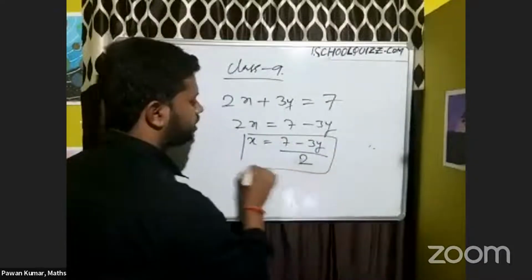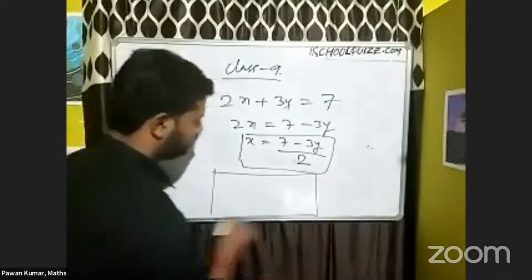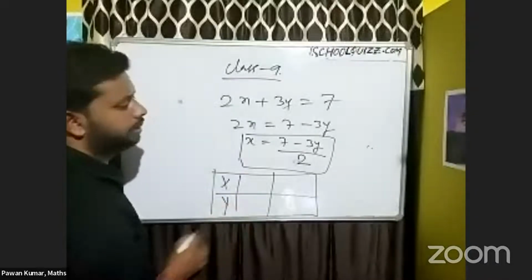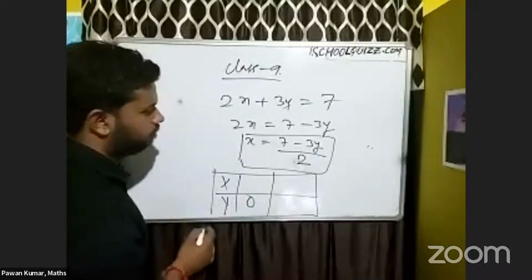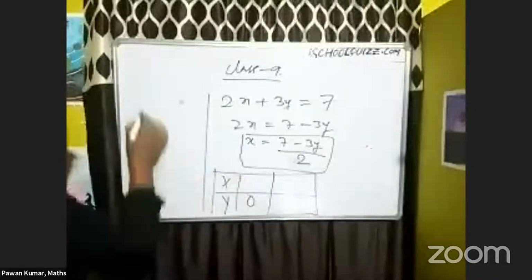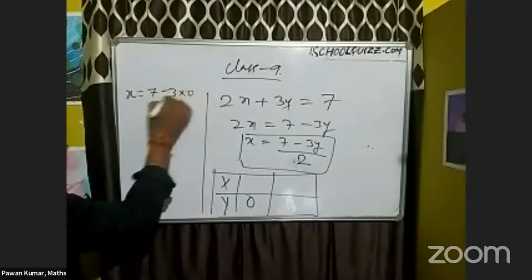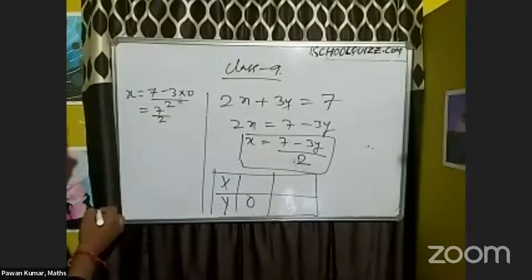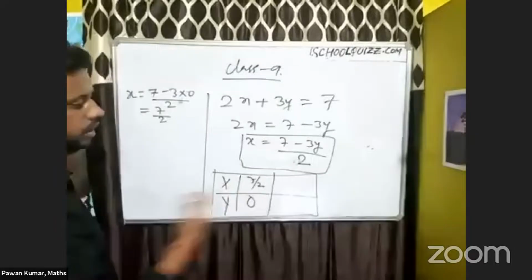So these are the equations I need to predict. What I'll do, I'll assume a value for y. Suppose I'm getting y equals 0. If I take y equals 0, what about my x? x is 7 minus 3 into 0, by 2. 7 minus 0 is 7, so 7 by 2. What is my x? 7 by 2.